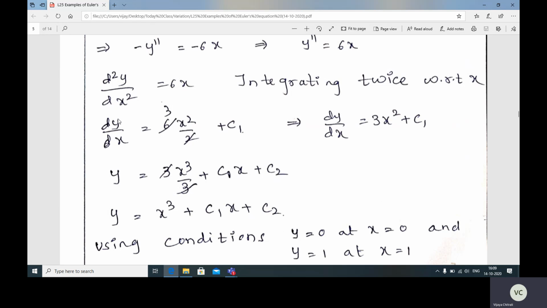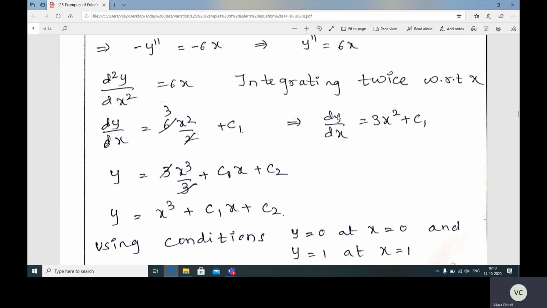Integrating the first time, the integration of d square y divided by dx square is dy by dx. This is equal to 6 times the integral of x with respect to x. The integration of x raised to n with respect to x is x raised to n plus 1 divided by n plus 1. Here n is 1, 1 plus 1 is 2, so you'll get 6 into x square by 2 plus c1. 2 ones are 2, 2 threes are 6, so dy by dx is equal to 3x square plus c1.